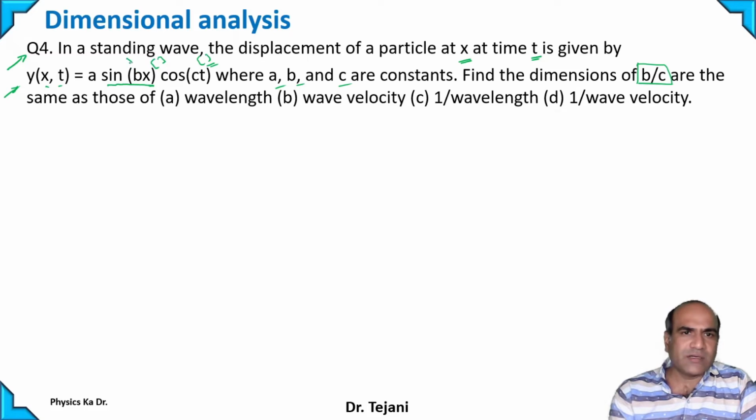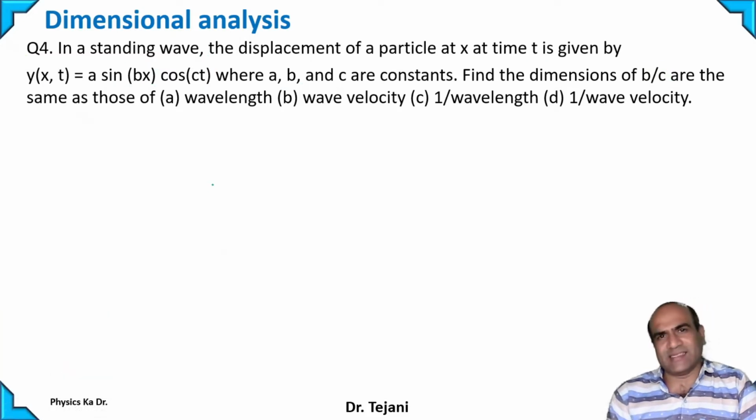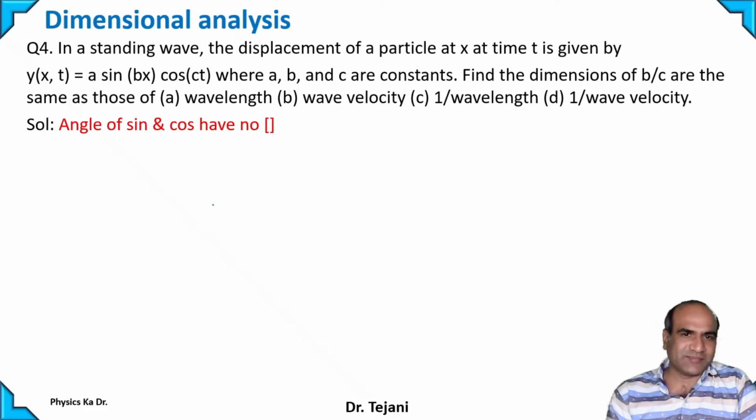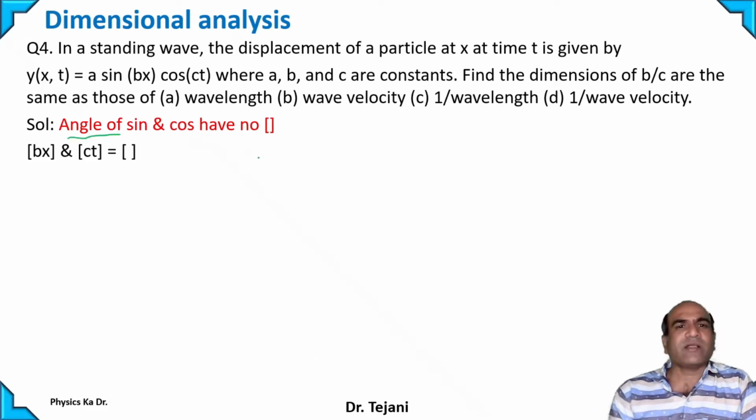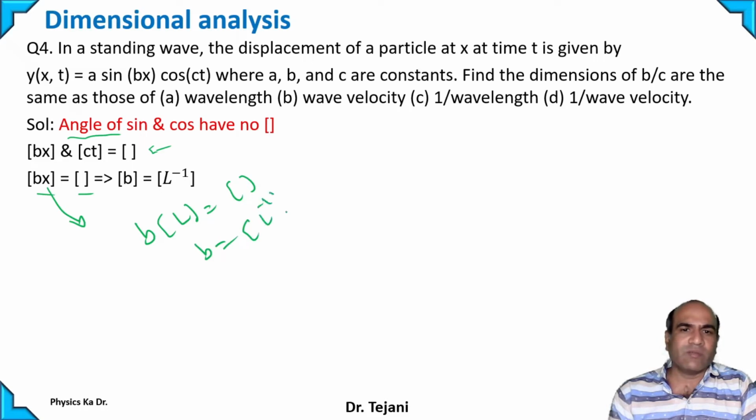So b is under sine and cos, right? And both are dimensionless. Sorry, slip of tongue. The angles of sine and cos have no dimension, so bx and ct have empty dimension. So what is the dimension of x? The dimension of x is L, so b multiplied by L is equal to empty. So b is equal to, on the opposite side, L power minus 1. Similarly it is mentioned here, L power minus 1.